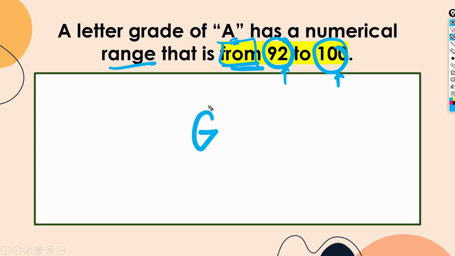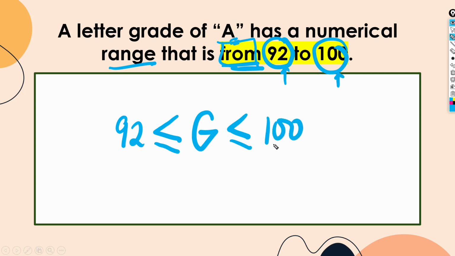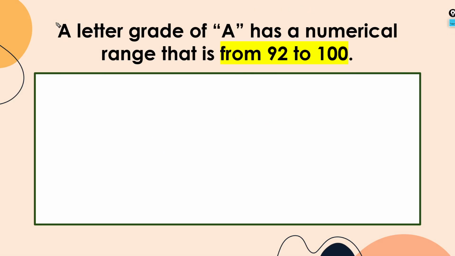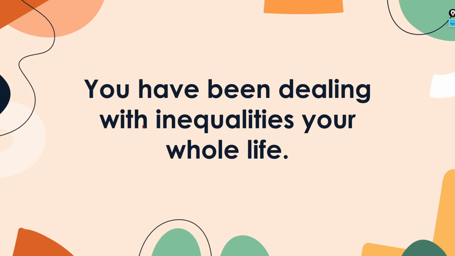So symbolically, we write it as G is greater than or equal to 92 but less than or equal to 100. Tama? O, diba? Napakadali lang. Yan yung inequality na nagre-represent nitong ating scenario. Right? Very, very easy. Now, dig deeper tayo dito.